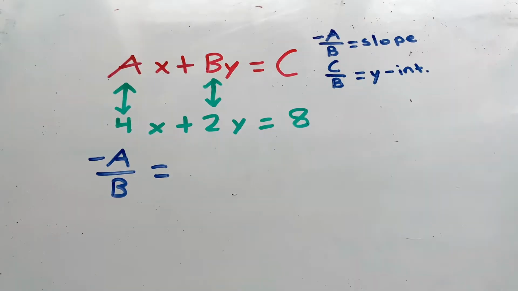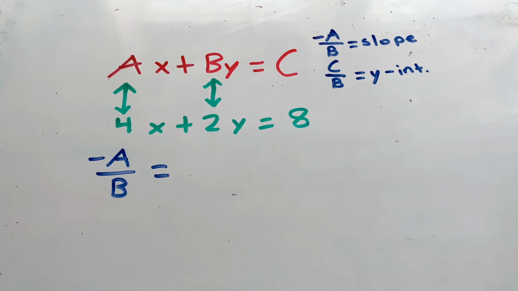The good thing about standard form is the multiple shortcuts you can use to find, for instance, the slope and the y-intercept. As you see in the blue in the top right, negative a over b equals the slope, and c over b equals the y-intercept. So let's show off some of those shortcuts.